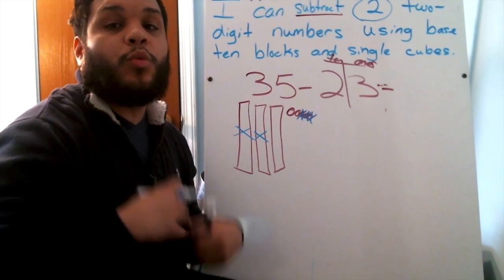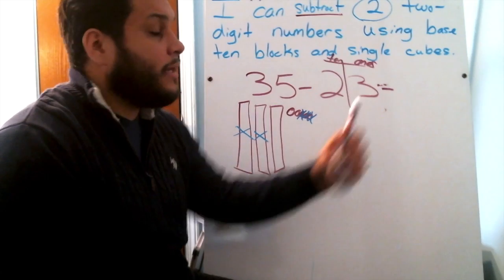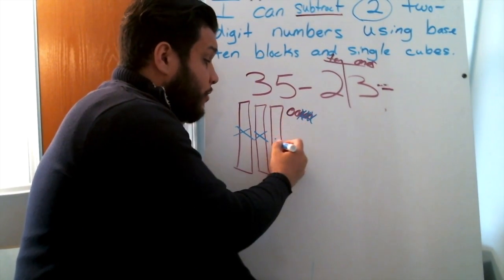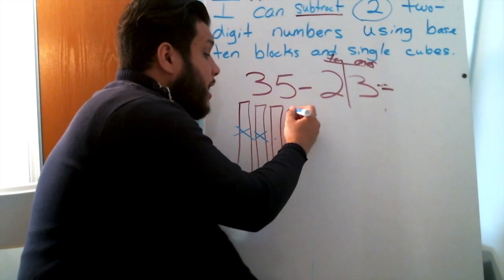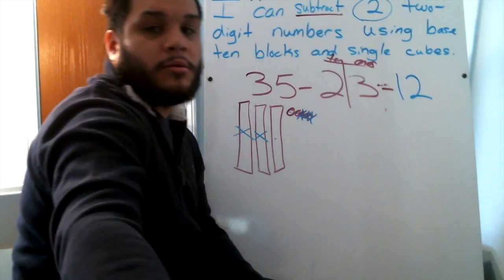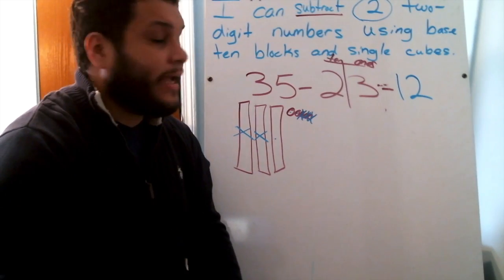Now I'm going to count what's left over and put it as my answer. So we have 10. Now I'm done with my 10, so I'm counting by ones. 11, 12. I have 12 as my answer.